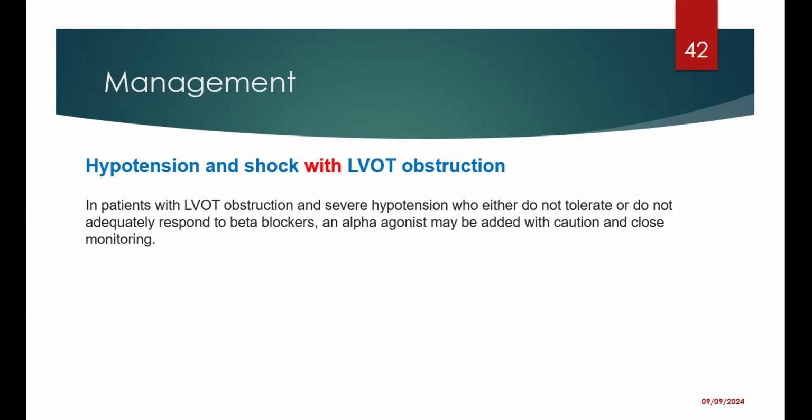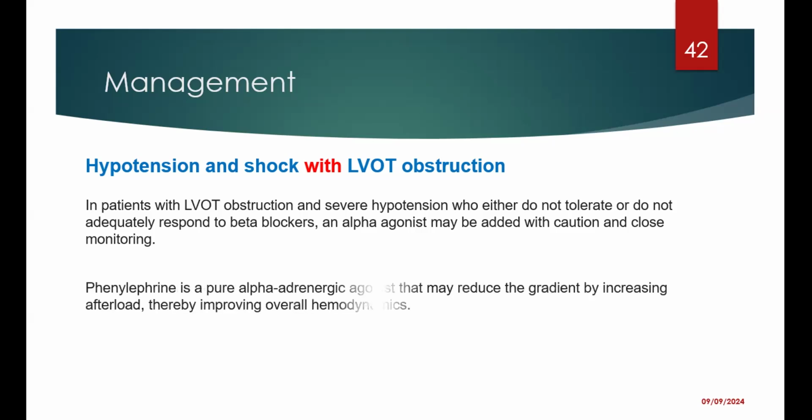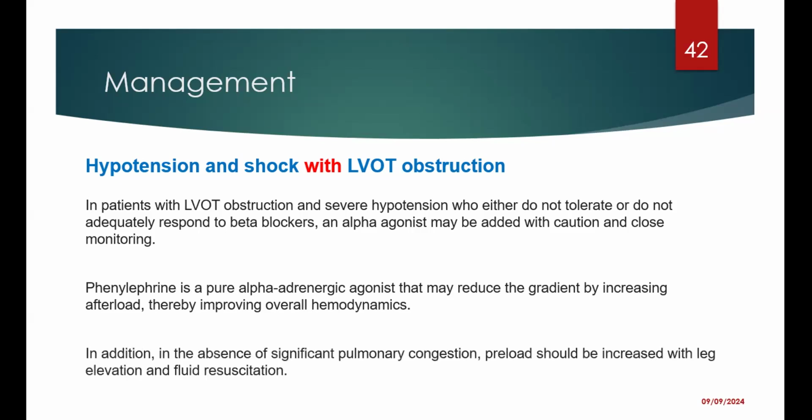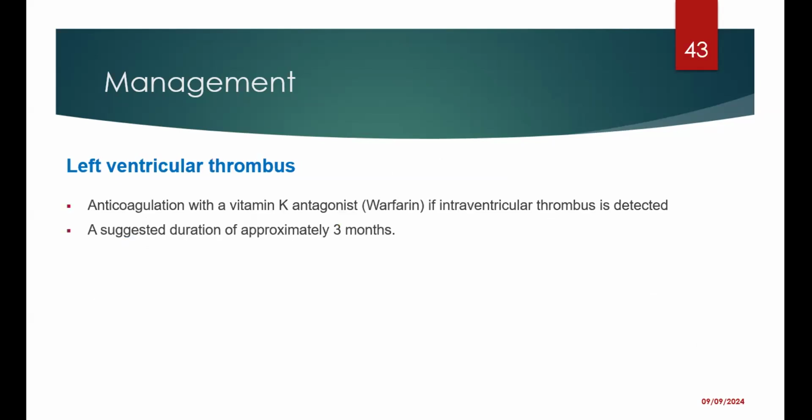Again, in patients with LVOT obstruction and severe hypotension who either do not tolerate or do not respond adequately to beta blockers, an alpha agonist may be added with caution and with close monitoring. So phenylephrine is a pure alpha adrenergic agonist that may reduce the gradient by increasing afterload, thereby improving the overall hemodynamics. And in addition, in the absence of significant pulmonary edema, preload should be increased by leg elevation and fluid resuscitation.